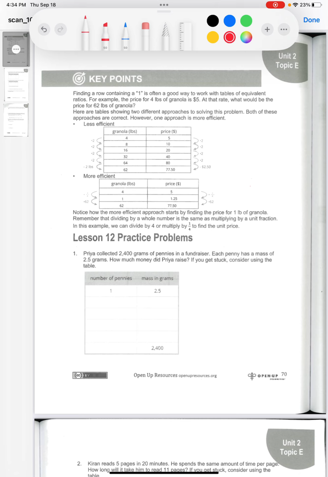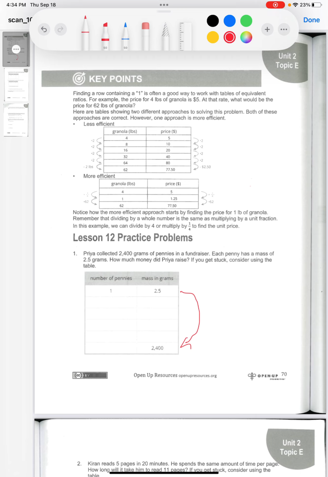So in this question, it says she collected 2,400 grams of pennies in a fundraiser. It tells us how much each penny had. And so we have to go through and figure out how to get from here down to here. Now, there's many different ways to approach this, because we just got to get from 2.5 to 2,400.